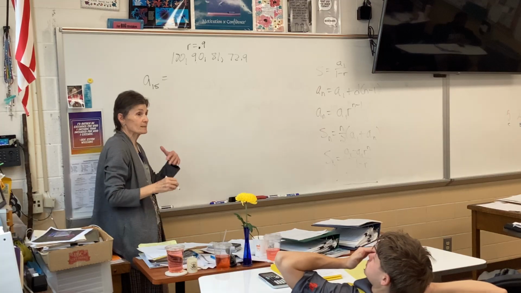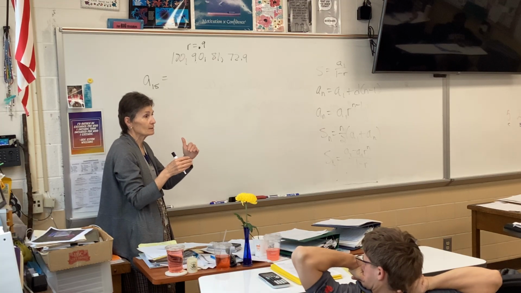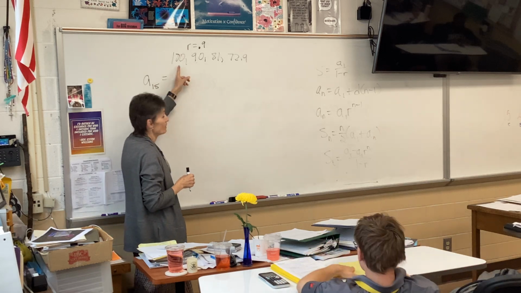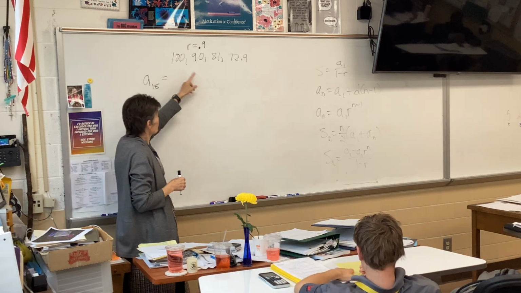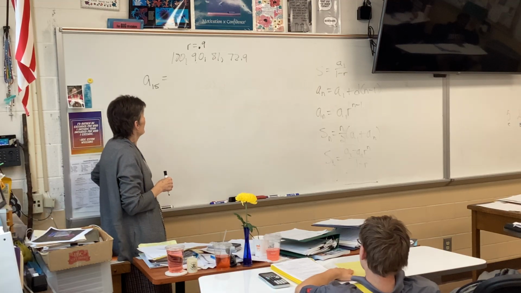I don't know how Jackson figured it out, but you already knew it couldn't be arithmetic. So just do the ratio, 90 over 100. Should match 81 over 90 and so on.